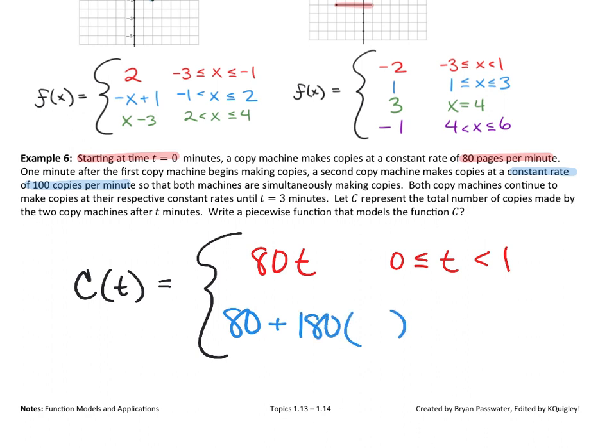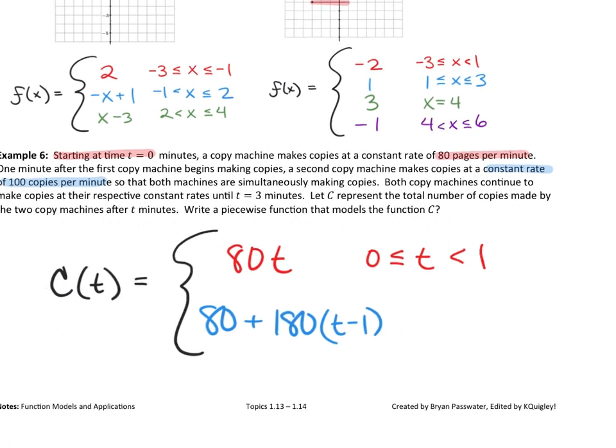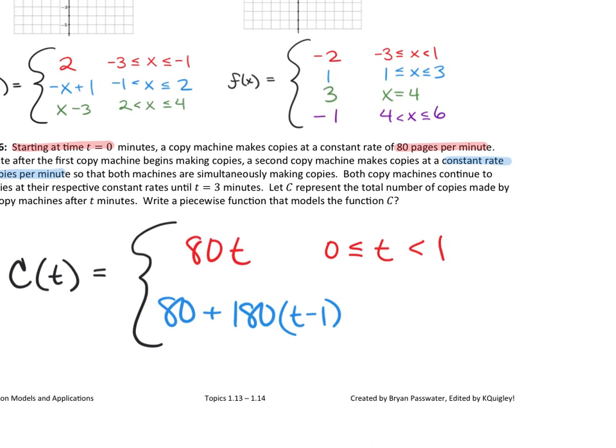160. But instead of just saying 160 times t, I need to take into account the amount of time that has already passed before this function took over. How much time has already passed? 1 minute. That is a vertical translation up for the amount of pages that have already been made, 80. And a horizontal translation to the right, accounting for the 1 minute that has already gone. Now our new rate takes over. Now what times is this function in charge? From what to what? From 1 to 3. Both of those are closed because exactly at 1 they both start, so I have a new function taking over, going all the way to 3 minutes when they both stop.